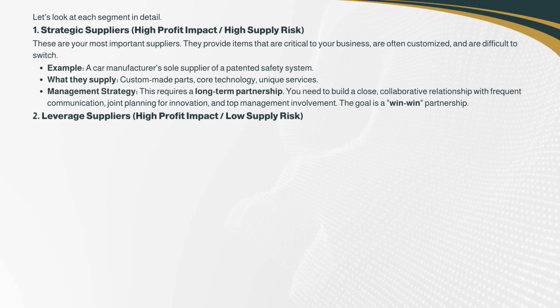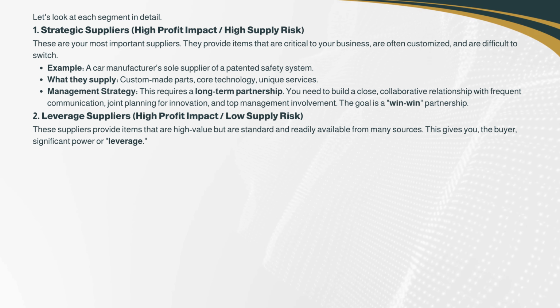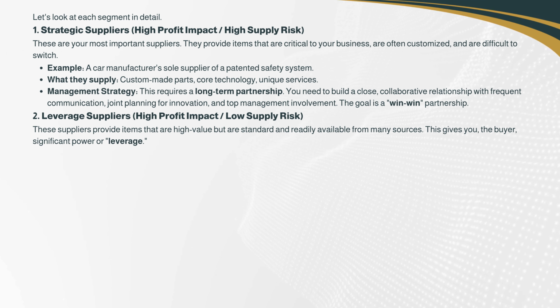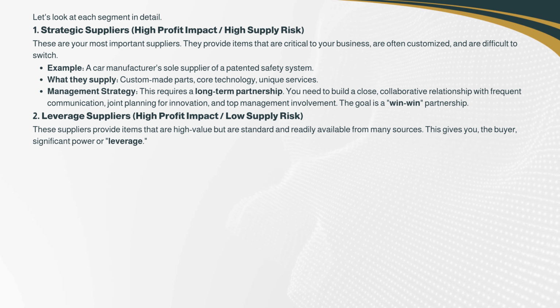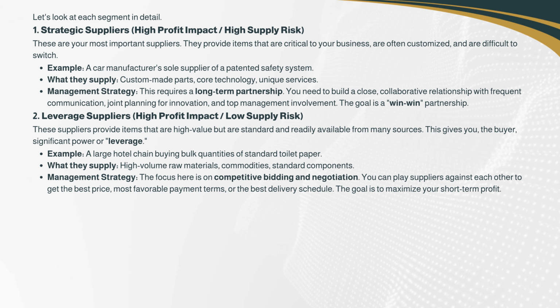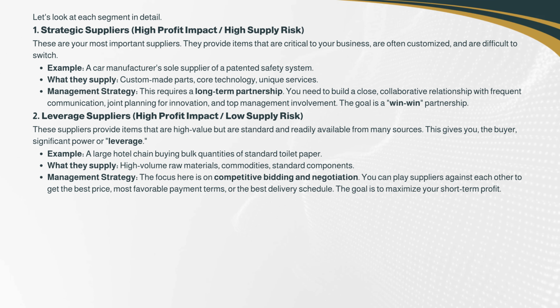2. Leverage suppliers, high profit impact, low supply risk. These suppliers provide items that are high value but are standard and readily available from many sources. This gives you, the buyer, significant power or leverage. Example: a large hotel chain buying bulk quantities of standard toilet paper. What they supply: high-volume raw materials, commodities, standard components.